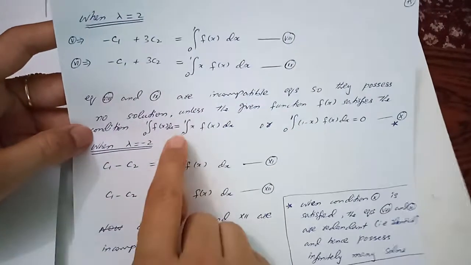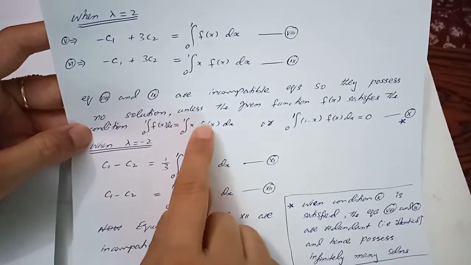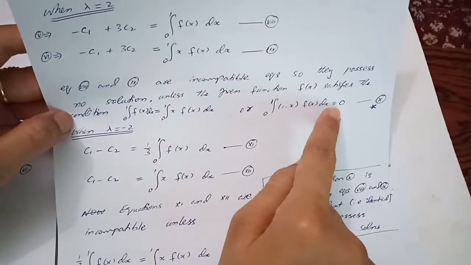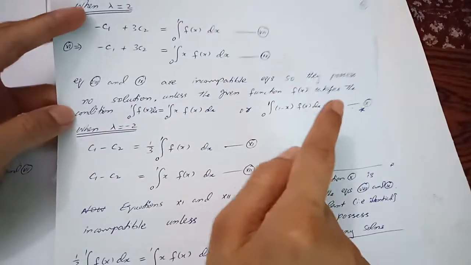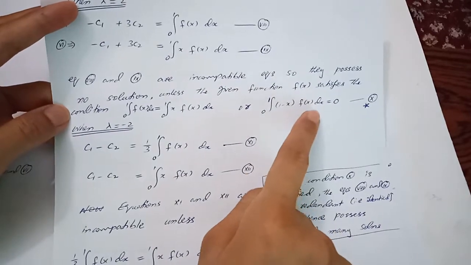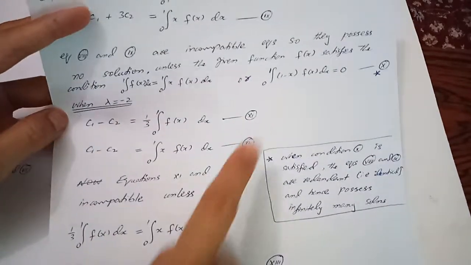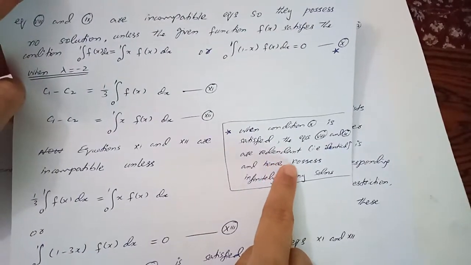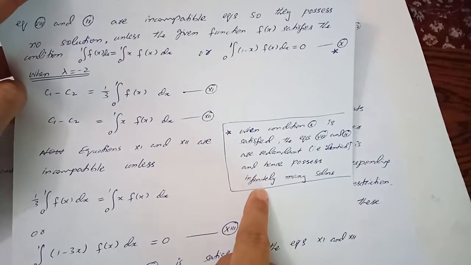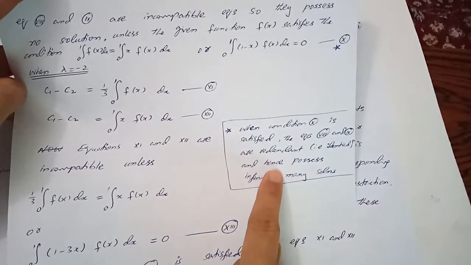They can possess a solution only if they both are equal. So if we take them equal like this, or just move everything to the right side and make it equal to 0, then the possibility of a solution can come. And we say that this is redundant and hence possesses infinitely many solutions.